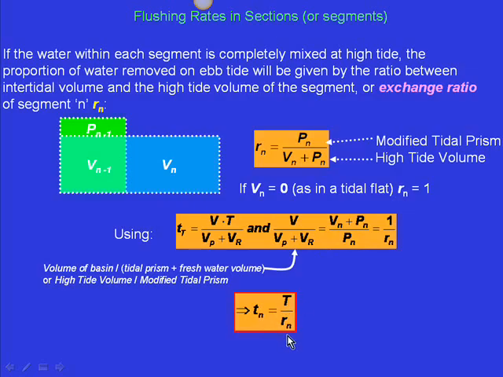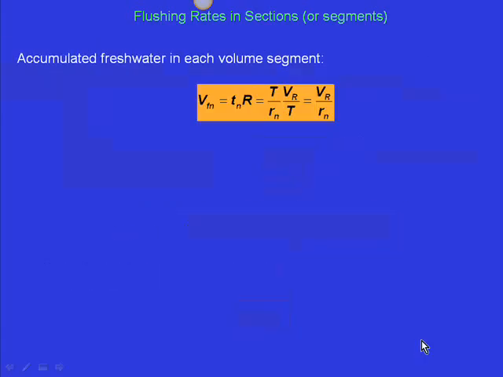exchange ratio. And again, the exchange ratio, as we had said before, depends on the tidal prism divided by the high tide volume. So again, this is a geometric calculation. You don't need to measure salinity. And at each one of the segments, you can subdivide your estuary by segments, and you get a T sub n that's spatially dependent. So that's useful.